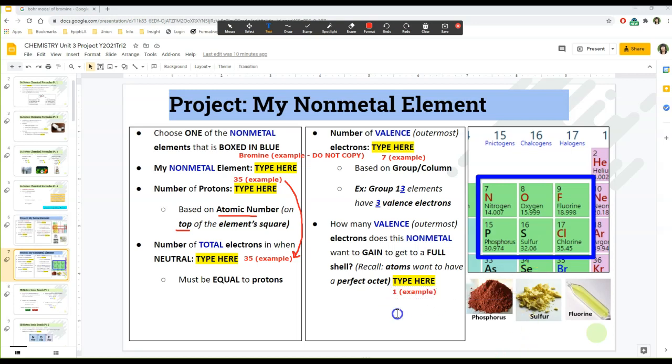Okay, so in this case, these are not the same like they were with our metal. Instead, when you add these together, they should add up to 8. When you add up your valence electrons and what you need to gain, it should add up to 8 because that is our octet rule. Okay, so that's just a helpful hint. 7 plus 1 would equal 8. Perfect. So go ahead, pause the video, and complete slide number 7.